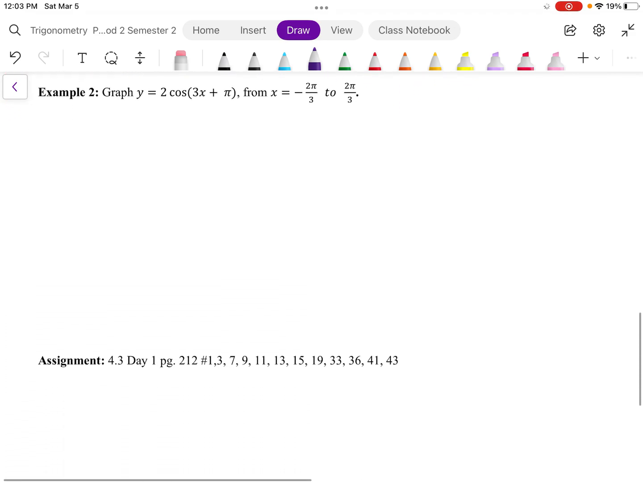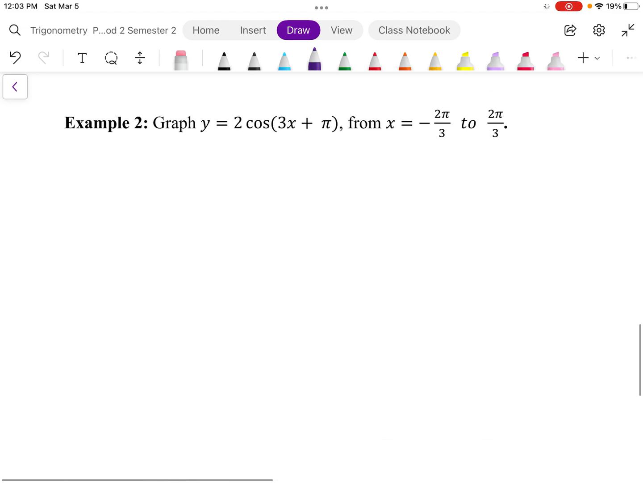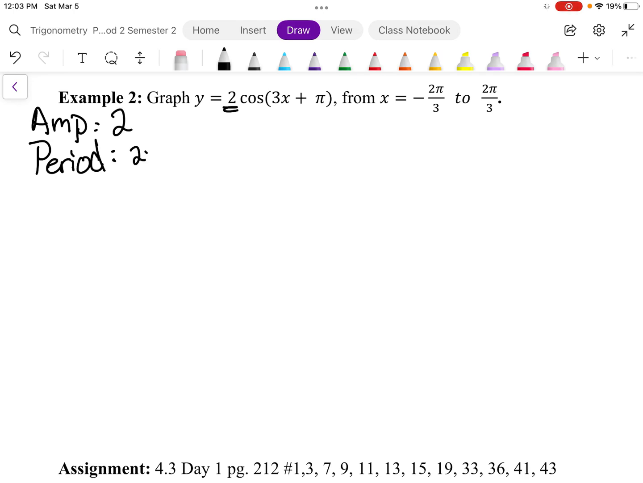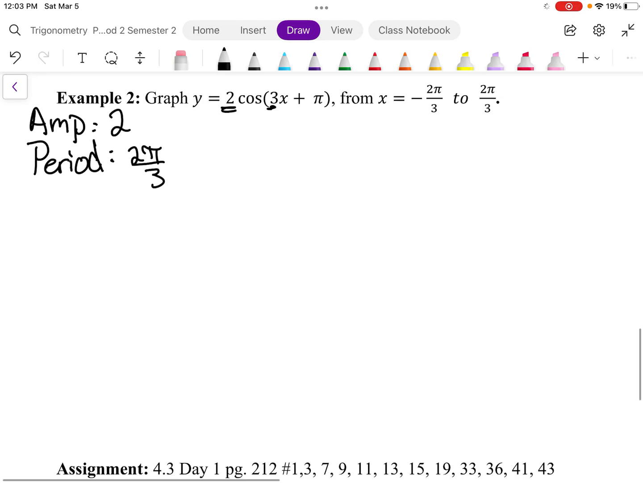All right, moving on to our second example. This time we're going to graph cosine from negative 2 pi over 3 to positive 2 pi over 3. So again, we're going to start by identifying these key components. Our amplitude is our A value, so our amplitude for this one is 2. Our period is 2 pi over 3. Our phase shift is negative c over b, so negative pi over our b value of 3.